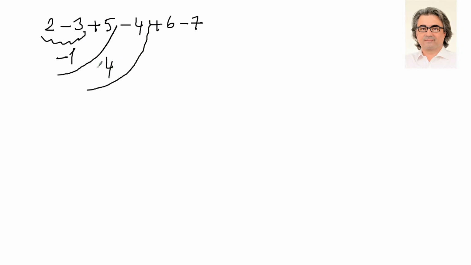After that, plus 4, minus 4. They have opposite signs. The difference between them is 0, and don't write any sign here. Then the operation between 0 and 6. 0 plus 6 means the summation of them, 6. And the last operation here is between plus 6 and minus 7. They have opposite signs. The difference between them is 1. And the sign of 1 is the sign of minus 7. So the final result here is minus 1.